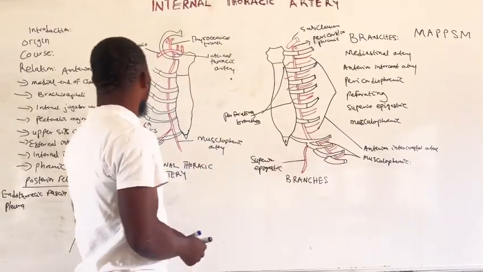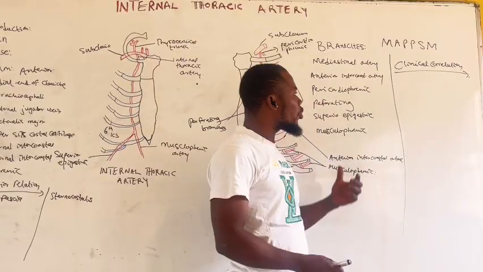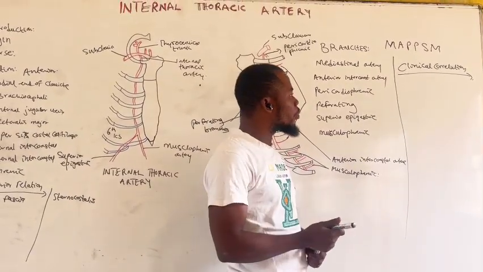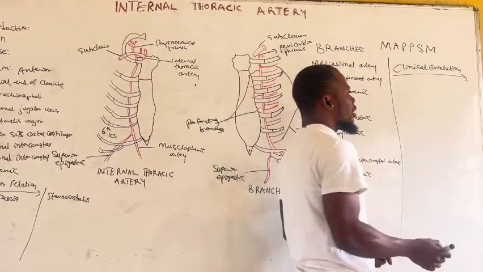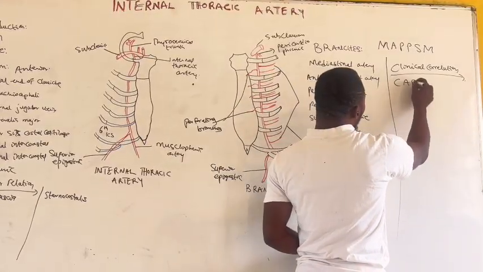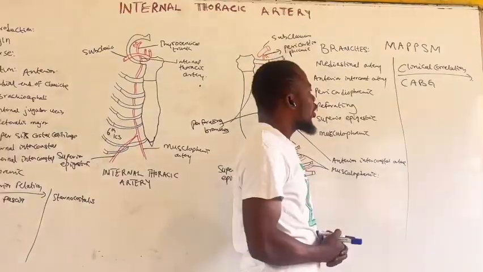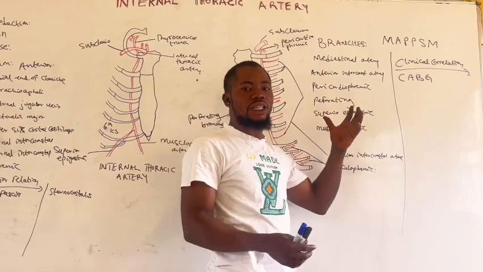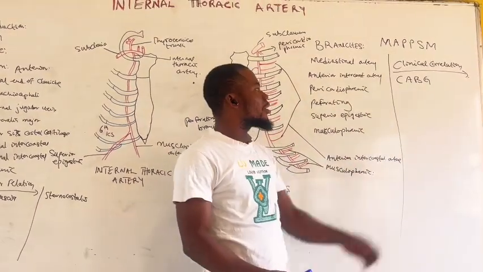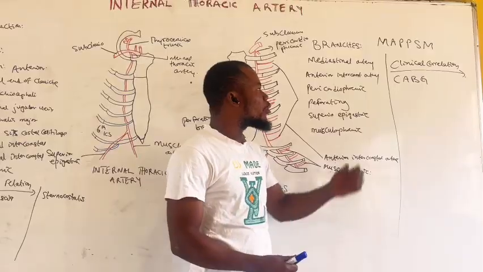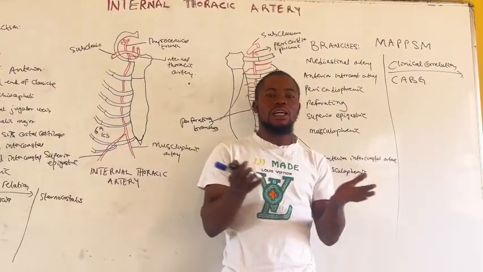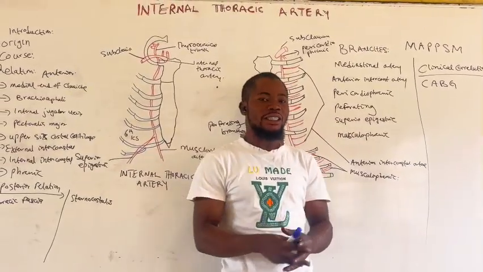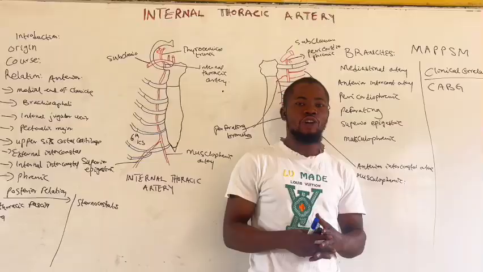Clinical correlation of the internal thoracic artery. One of the most important clinical correlations, apart from supplying the thoracic wall as well as the anterior abdominal wall, is that it is very useful during coronary artery bypass grafting. During coronary artery bypass surgery, the internal thoracic artery is the most preferred graft, especially to the left anterior descending artery. It is most preferred because it has a diameter similar to the coronary artery. It also has high resistance to atherosclerosis, and it can stay open for a long period of time.